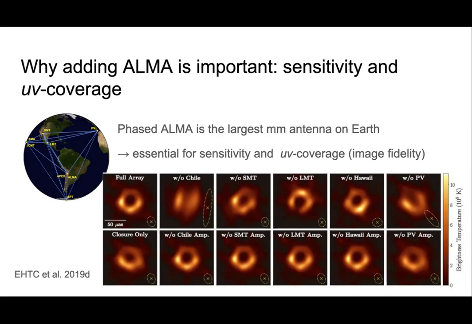In addition to the sensitivity that it brings, it's also very important for the UV coverage, because it's one of the few antennas that we have in the Southern Hemisphere. So for both of these two things, it was essential for the Event Horizon Telescope that phased ALMA participated in their observations of 2017 to detect the ring around the supermassive black hole in M87, as you see in this image.